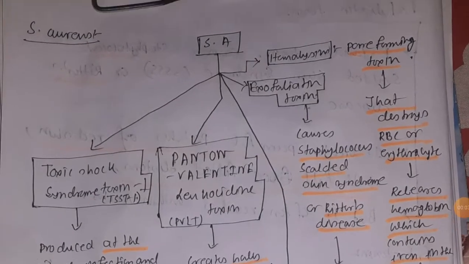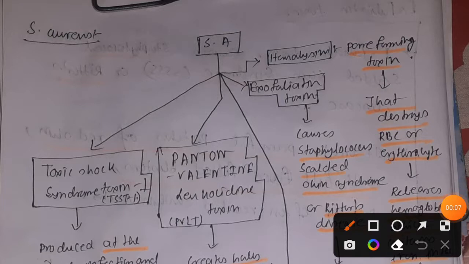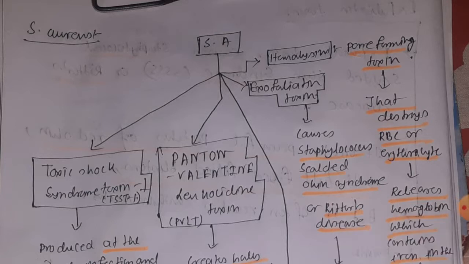Okay friends, so now we are going to discuss 5 important toxins, or mainly the superantigens, produced by Staphylococcus aureus. Okay, so let's start this video.